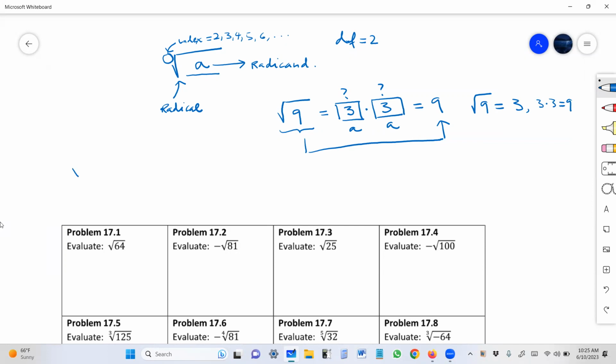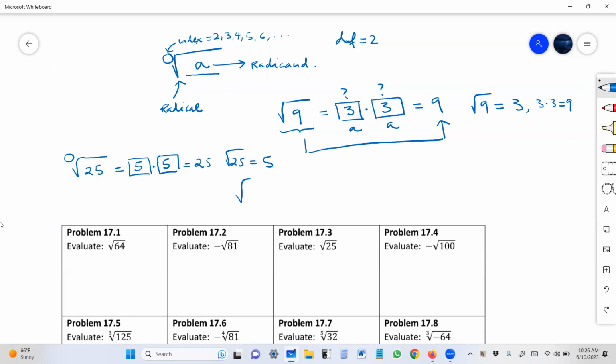How about 25? I'm going to put the two boxes here. Again, this is index 2. I need a number that goes into the box, and they have to have the exact same number, that multiplied gives me 25. If you guessed 5, it's correct. That means the square root of 25 is 5.